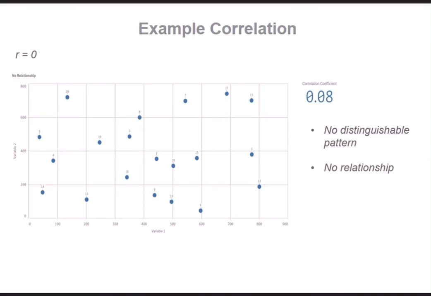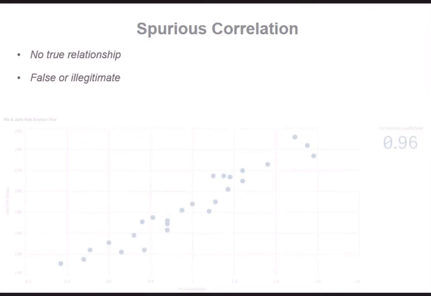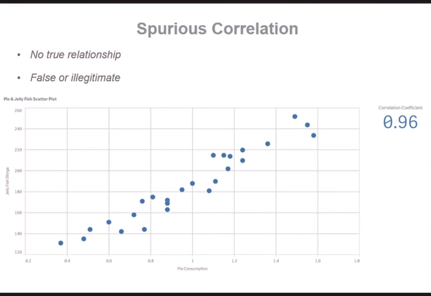Before we continue on to discuss causation, we want to discuss one type of correlation that you can run into: spurious correlation. Spurious correlation is a type of correlation where it appears a relationship exists between two variables, but in reality no relationship exists. Spurious itself means false or illegitimate. Think of the example of pie consumption and jellyfish stings. There is a correlation in the numbers, but it is a spurious correlation. No relationship exists in the amount of pie eaten and the number of jellyfish stings.